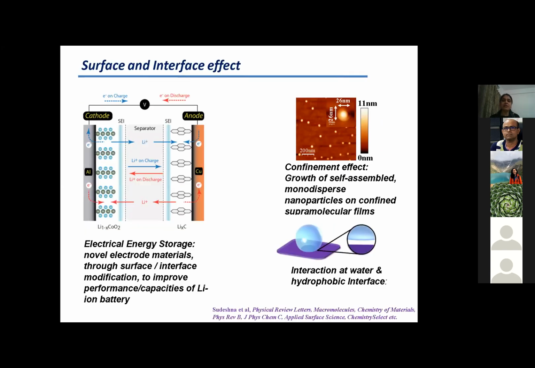Then some examples of surface interface effects. It is not only energy storage. So there is a particle, you can just get the foam. So how can the water merge with the system? Those kinds of many effects are there.